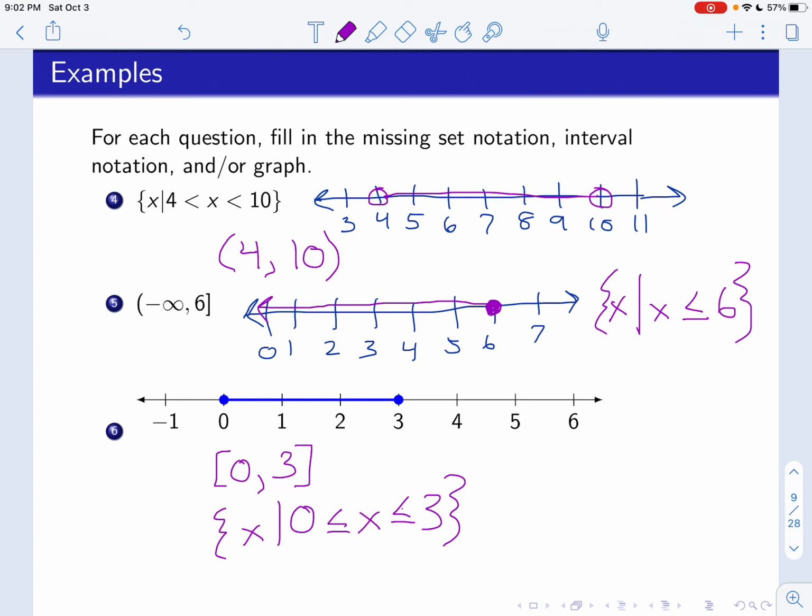So now we've had a little bit of practice with changing back and forth between inequalities and intervals and graphs. And so that'll wrap up this video on inequalities, and on interval notation. And in the next video, we'll start solving some inequalities.